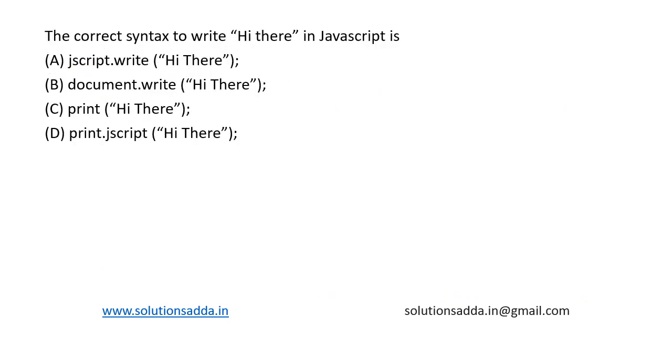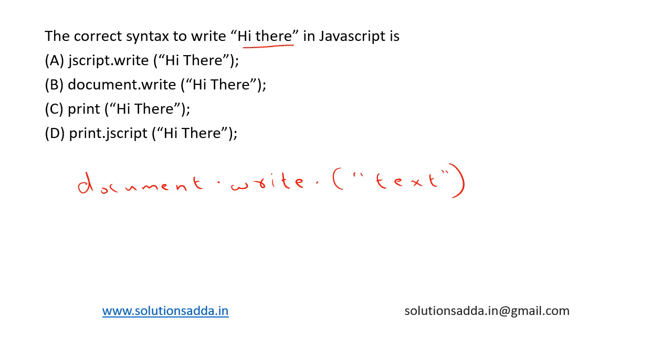This is a question from web technology. The correct syntax to write "Hi there" in JavaScript is, and 4 options are given. So the syntax to print a statement in JavaScript is as follows. It is document dot write, and then the text we need to print or write.